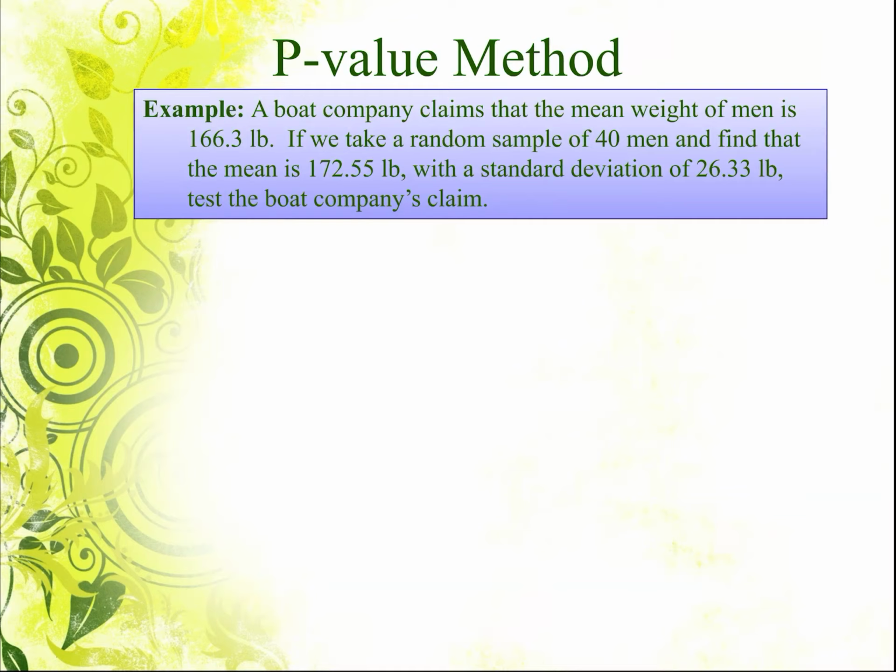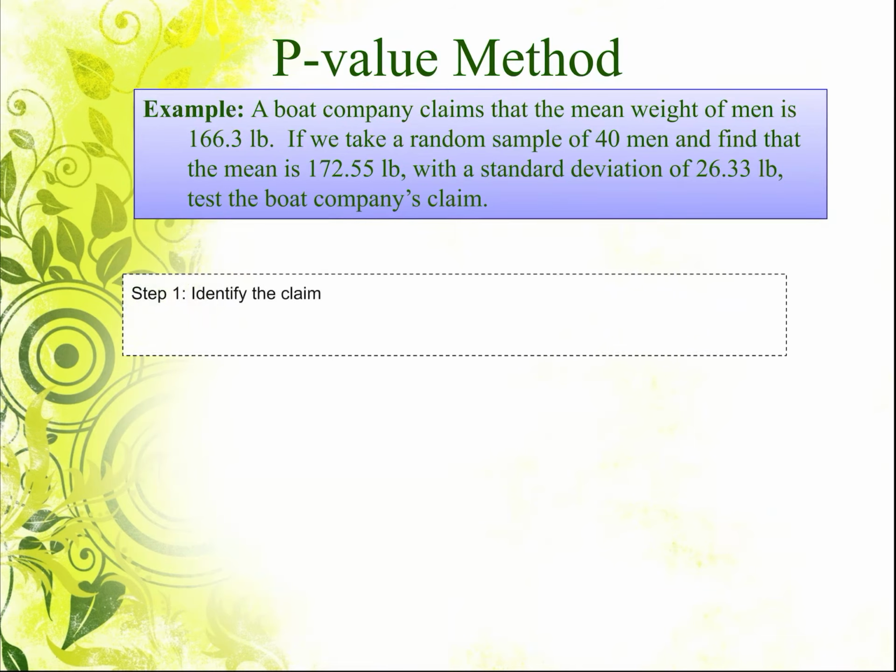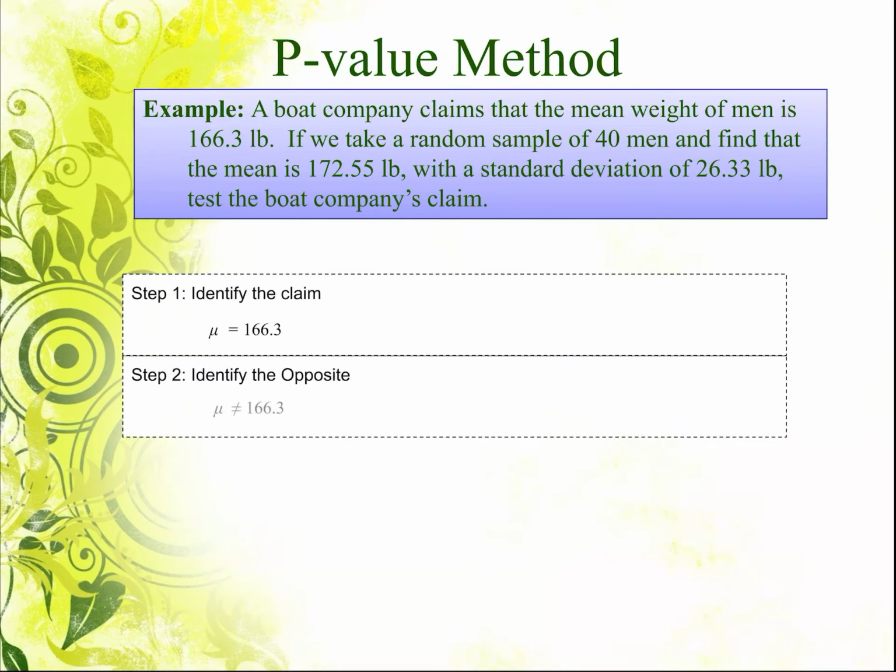Okay, now this time we could use the critical value method, but I just want to show you a p-value method example for means. So identifying our claim. The claim is the mean is equal to 166.3. So again, it's a mean, so we'll use mu. The opposite of that claim would be mu is not equal to 166.3.